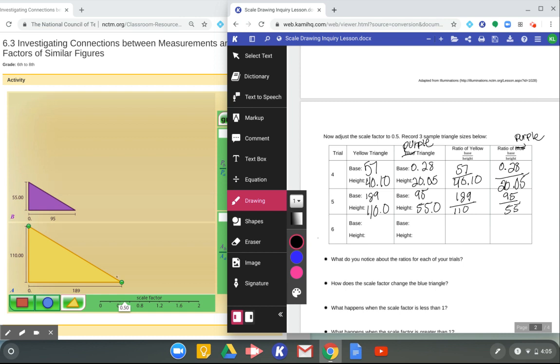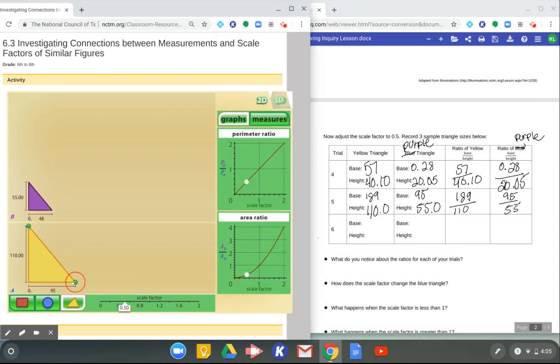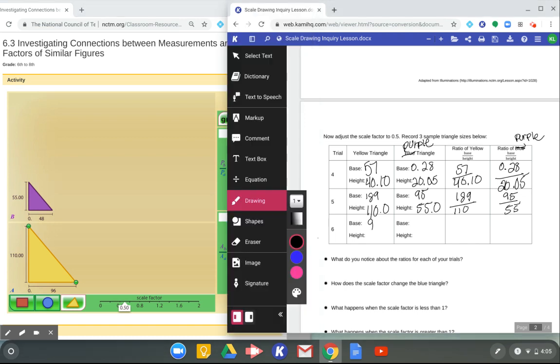Okay, last one, let's just change the base this time. So now I have a base of the yellow triangle, 96, and a height of 110. And for the purple triangle, I have a base of 48 and a height of 55. So now my ratio of yellow is base 96 over 110, and ratio of purple is 48 over 55.